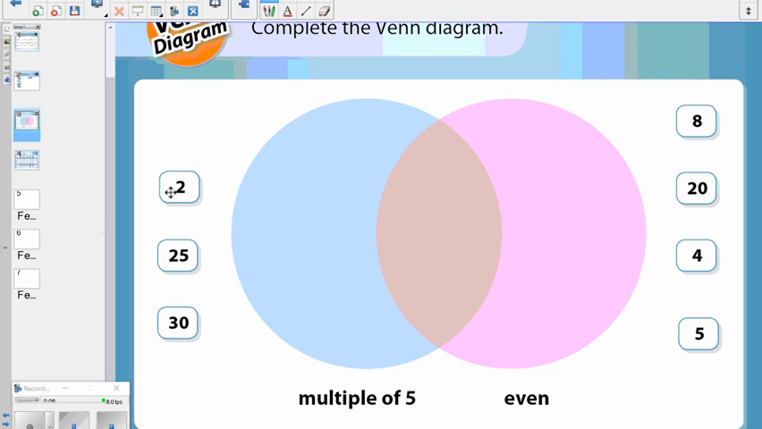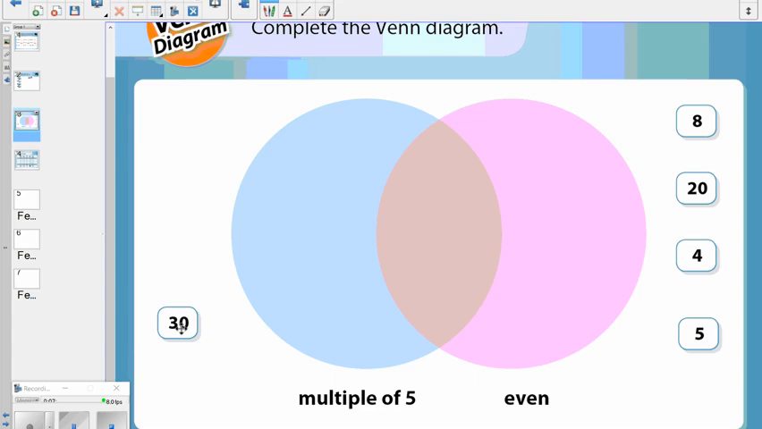Okay? 2. Now, is 2 a multiple of 5? Does it end in a 0 or 5? No. So it can't be there. Then it definitely can't be both. Is it even though? And 2 is definitely an even number. Any number that ends in a 0, 2, 4, 6, 8 would be an even number. 25. Now 25 definitely ends in a 5, so it's a multiple of 5. Is it even? Well, the last digit is a 5, so it can't be even. So we're just going to go with a multiple of 5 in this case.